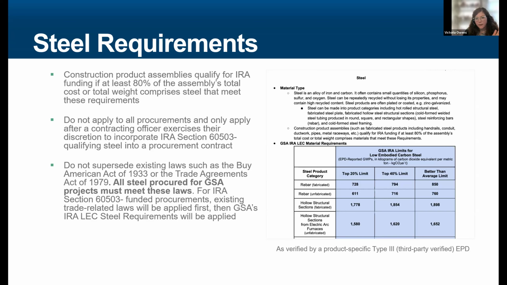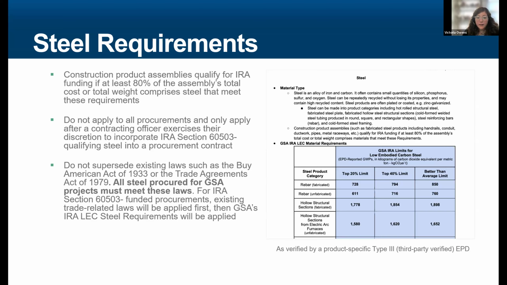And then if products that meet those targets are not available in region, then you can move into the top 40% limit. And if products that meet those targets are not available in region, then you can move to the better than average limit. And importantly, all of these values must be verified by a product-specific Type 3 EPD. And that's going to be important later. I'll talk more about it.